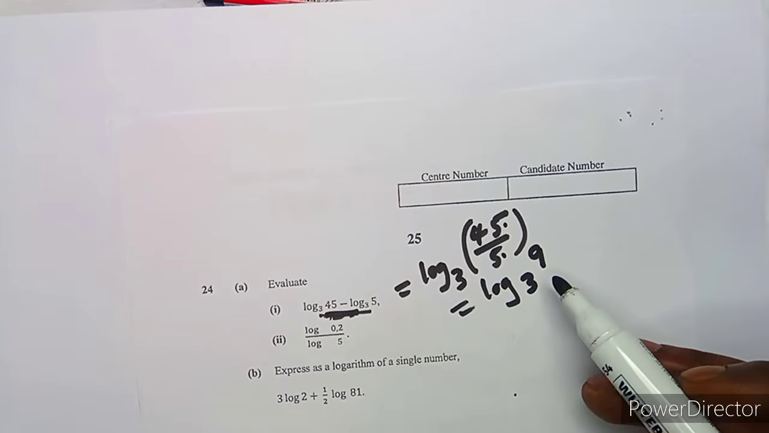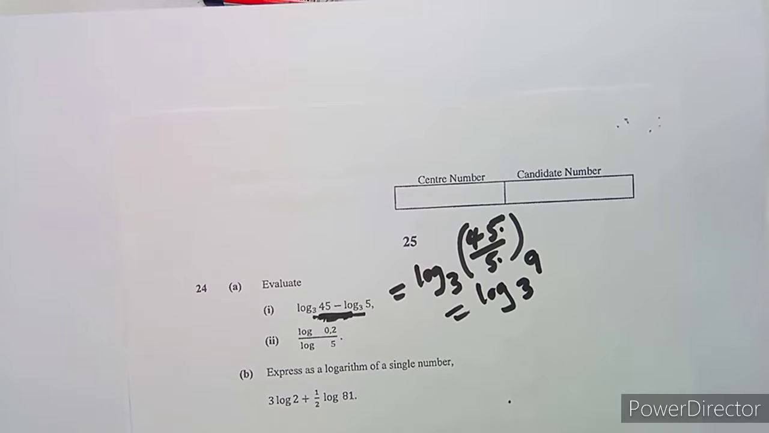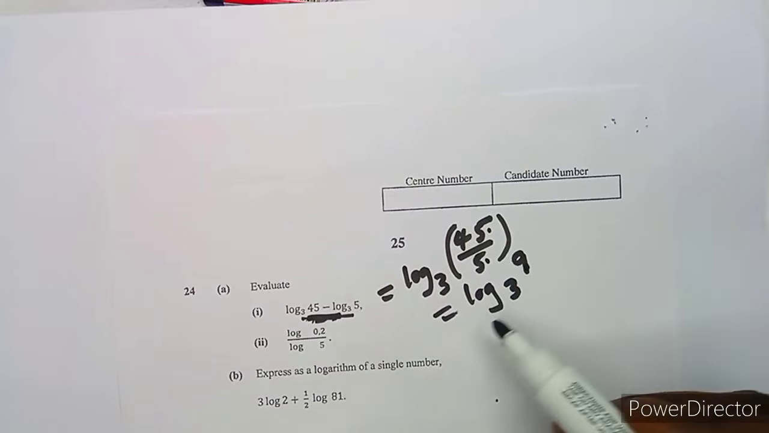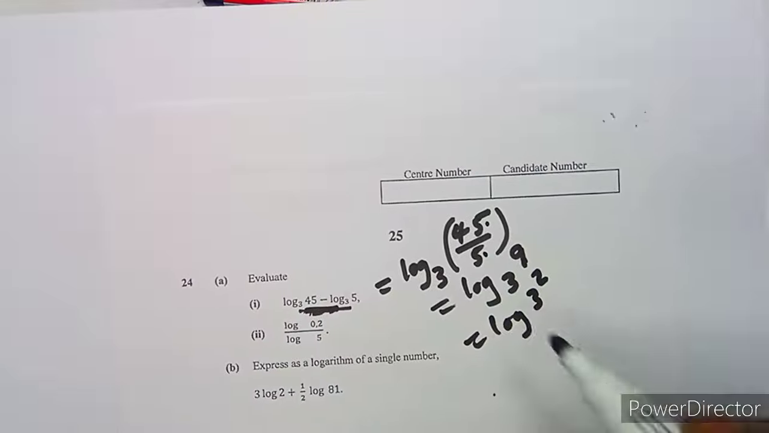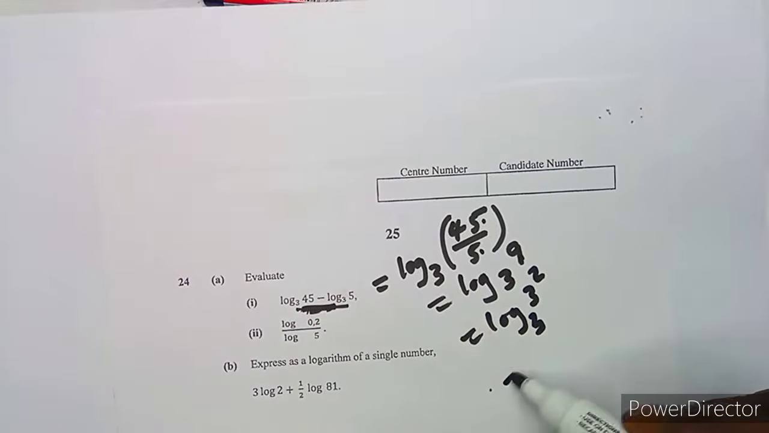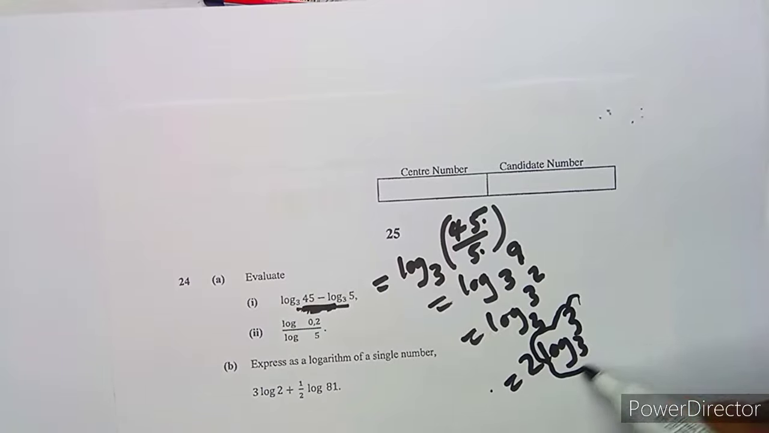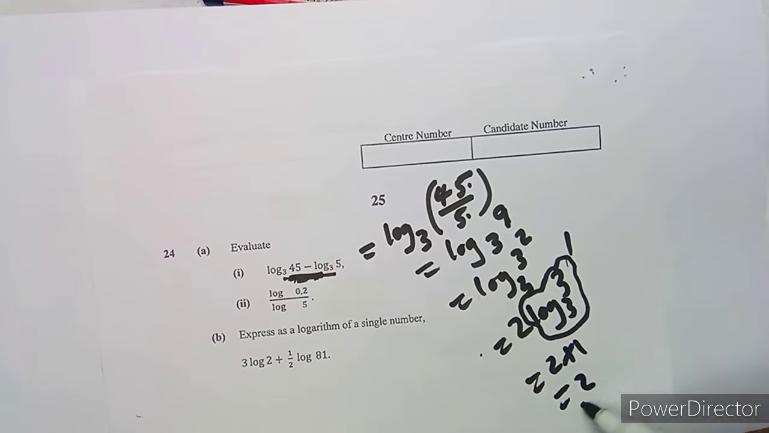But we can't leave our answer like log 9 base 3. We have to simplify further, which is when we say this can be written as log 3 to the exponent of 2 in base 3. So you can drop the exponent, which is 2 log 3 base 3, because we know that log 3 base 3 is equal to what? To 1. So it's 2 times 1, which is 2.